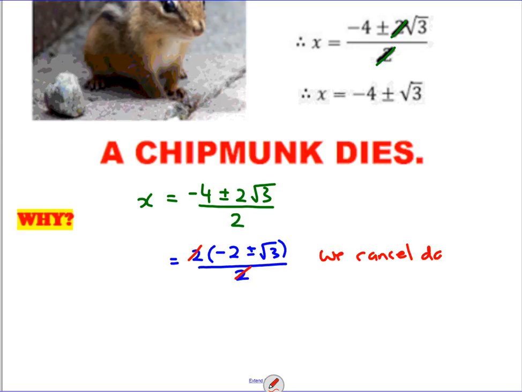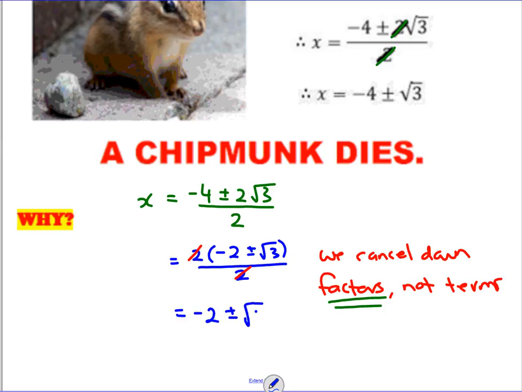So back to that before, we cancel down factors, not terms. So that's an important aspect. That's what it should be. And then therefore the final answer, this one by the way, would be x equals negative 2 plus or minus root 3. And this is the correct simplified answer.